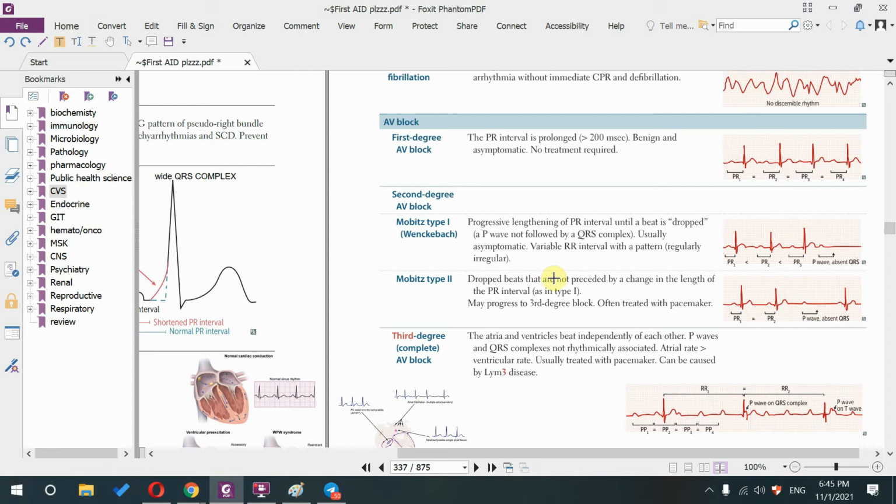Okay, so it's a dropped beat that is not preceded by a change in length of the PR interval as in type 1. So here in Mobitz type 1 it was Wenckebach, lengthening, Wenckebach, but here there is no lengthening. It may progress to a third degree block and is often treated with a pacemaker.